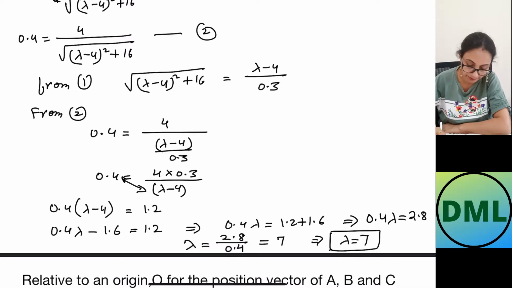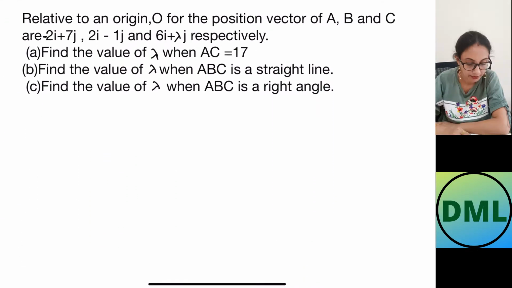Let's see one more example. Relative to an origin O, the position vectors of A, B and C are minus 2i plus 7j, 2i minus 1j, and 6i plus lambda j respectively. Find the value of lambda when AC is equal to 17. Here AC is the length AC. Find the value of lambda when ABC is a straight line. Find the value of lambda when ABC is a right angle.